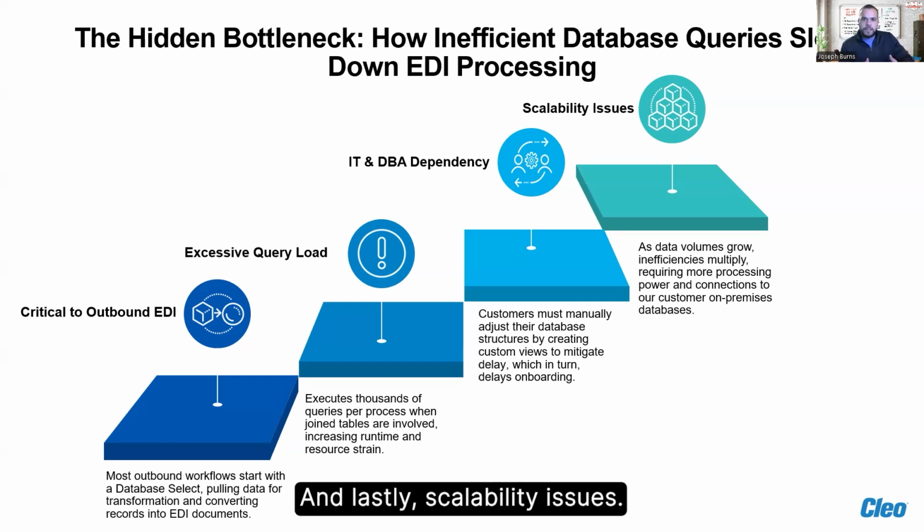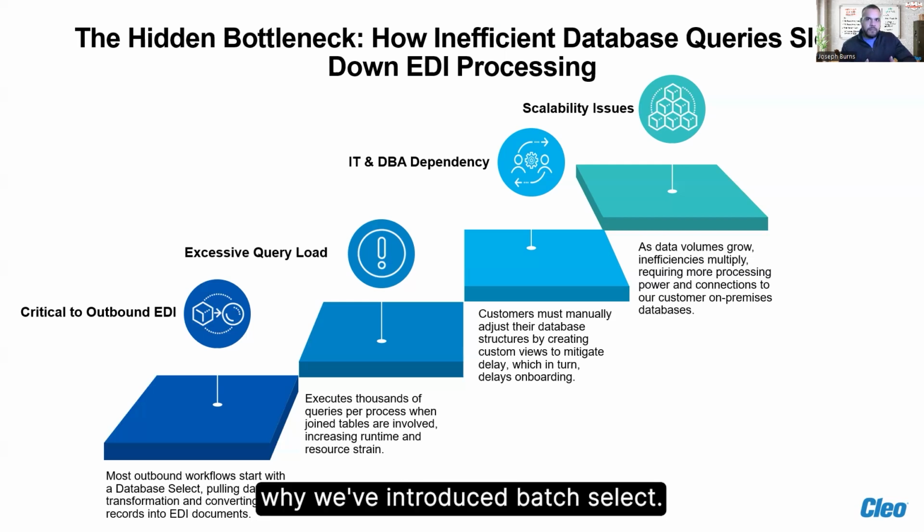And lastly, scalability issues. As data volumes grow, those couple of seconds here and there that contribute to general slowness multiply and require even more processing power and network resources to pull records. For customers relying on on-premise databases, this means higher infrastructure costs, more API calls, and slower processing speeds overall. So clearly, this is not a scalable solution or a problem that you can scale with.